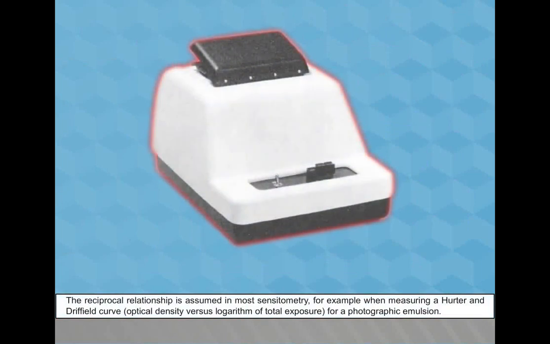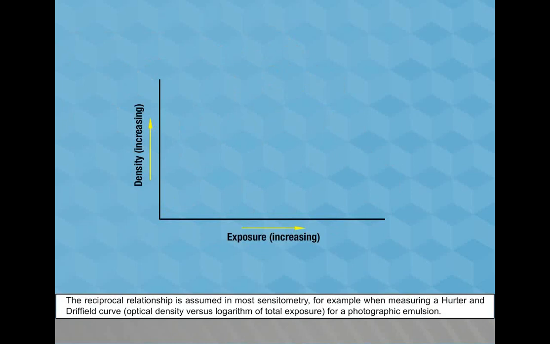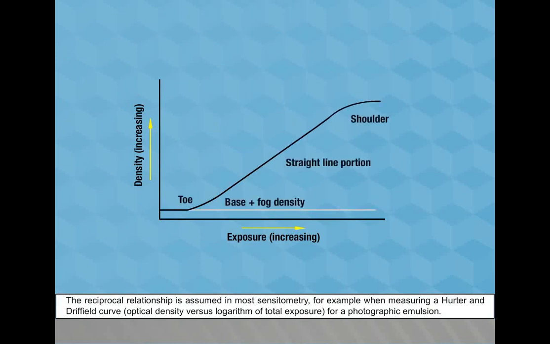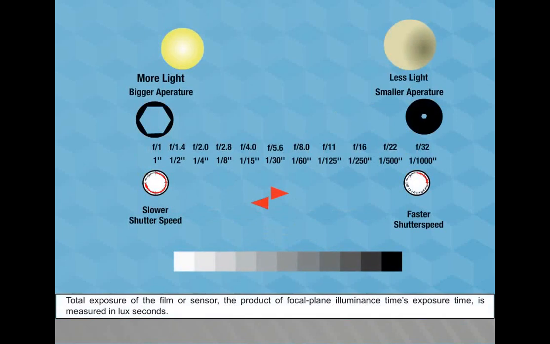The reciprocal relationship is assumed in most sensitometry, for example when measuring a Hurter and Driffield curve, optical density versus logarithm of total exposure for a photographic emulsion. Total exposure of the film or sensor, the product of focal plane illuminance times exposure time, is measured in lux seconds.